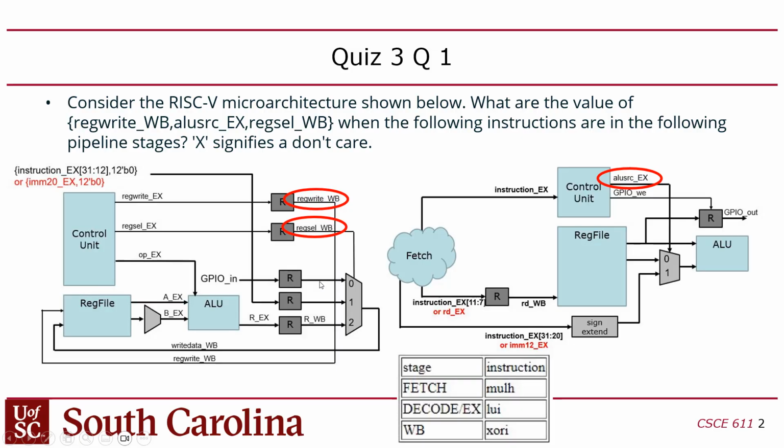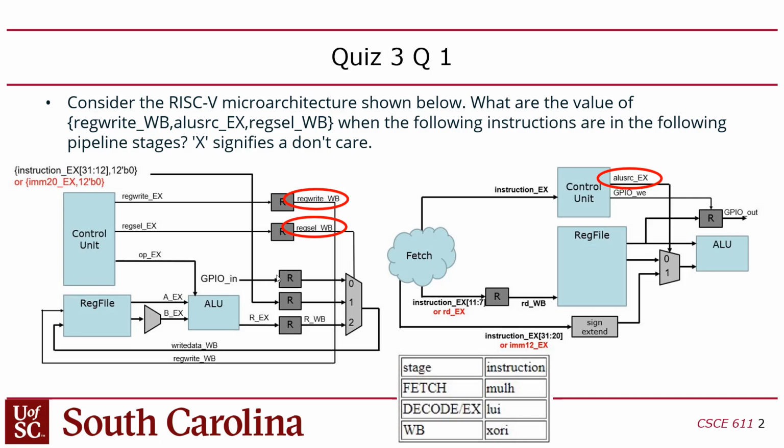And the CPU is shown as these 2 separate diagrams. Of course, in reality, they're part of the same CPU design. And so I'm saying that in the fetch stage, we've got a MULH instruction. And remember that the fetch stage is just essentially the program counter and the instruction memory. So if the MULH is in the fetch stage, it just means that the address of the MULH is currently sitting on PC fetch. And we're in the process of reading the contents of that address out of the instruction memory. And then in the decode EX stage, we have the LUI instruction.